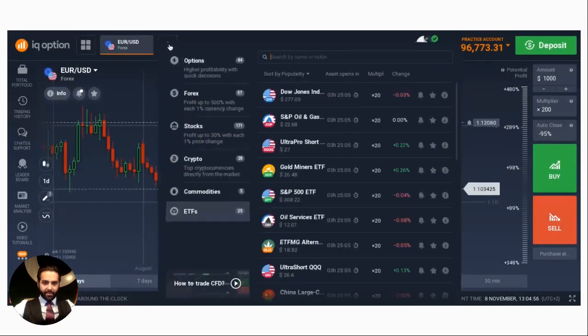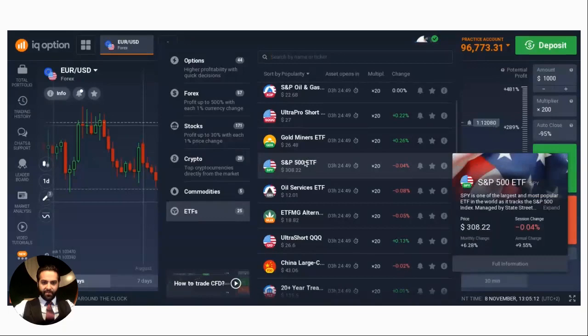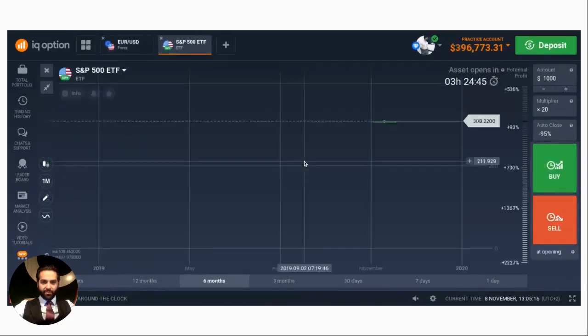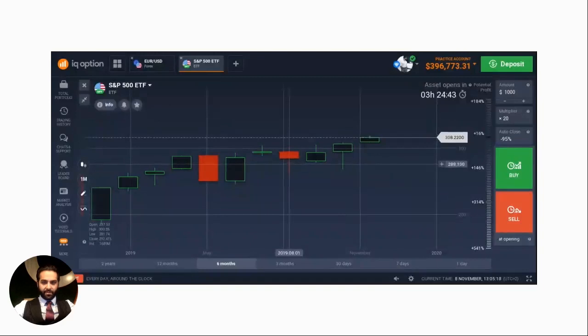So if you open a new asset, we can find ETFs, right? To those who don't know what that is, ETFs are exchange traded funds. This means you get to trade on different umbrellas or different indices, right? An index can be something like the S&P 500, which tracks the top 500 performing companies in the United States, right?